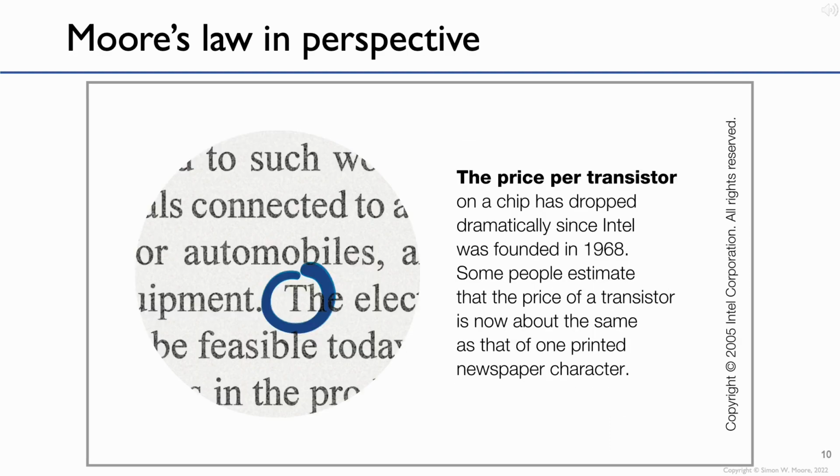So here's another quick example. The price per transistor on a chip has dropped to the level that actually the cost of one transistor is probably less than printing one letter in a newspaper. And when you think of what a transistor can do for you, that is just phenomenal. But of course it does mean that we can now have affordable billion transistor chips in your mobile phone.